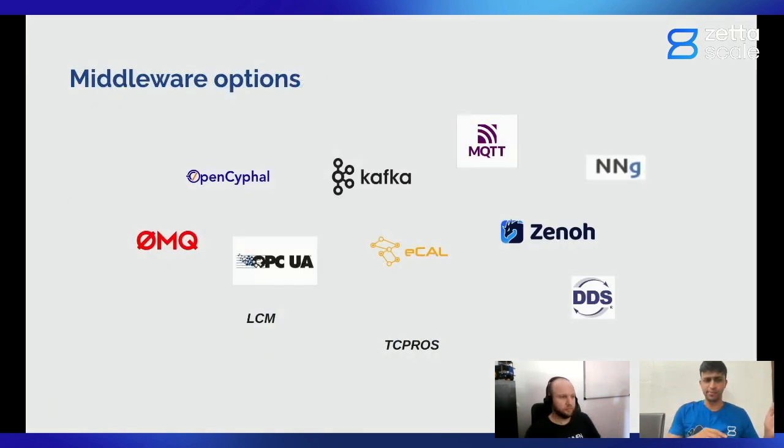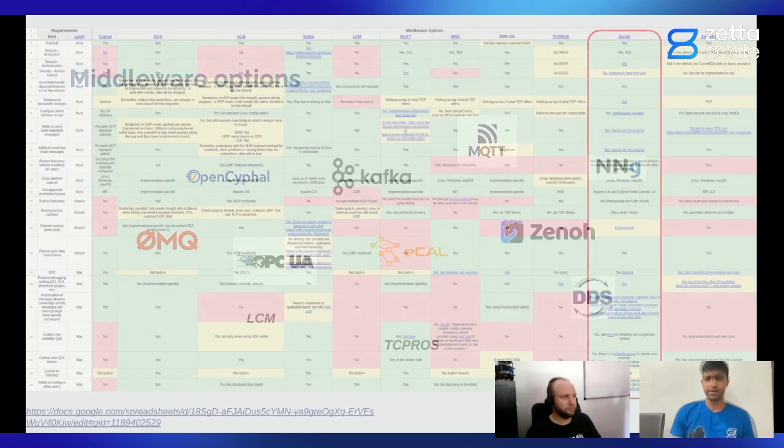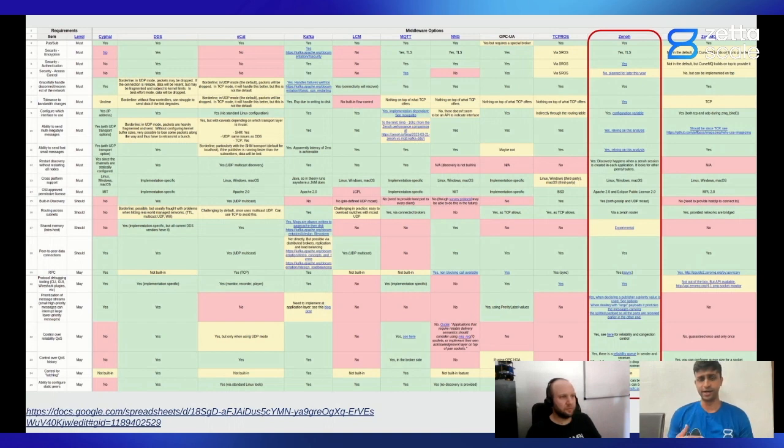So we took all those requirements and also came up with a list of middlewares we want to evaluate. This list of middlewares comes from the user survey we conducted, but also from some insights that we have into the industry, as well as some other protocols that we wanted to try. But I just want to highlight right now how Zenoh did across all these other middlewares.